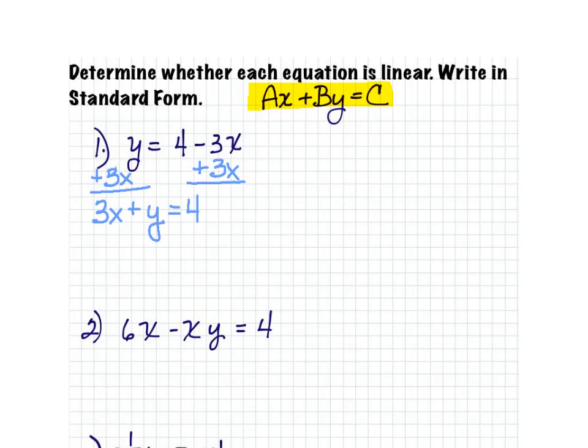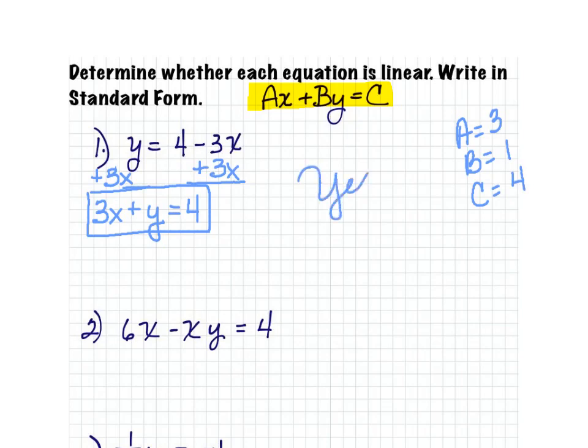Okay, so here is this equation in standard form. Just as a note on the side, we'll look at what a equals, what b equals, and what c equals. In this one, a equals 3, b equals 1, and c equals 4. So again, the question is, is this a linear equation? The answer is yes, it is linear.